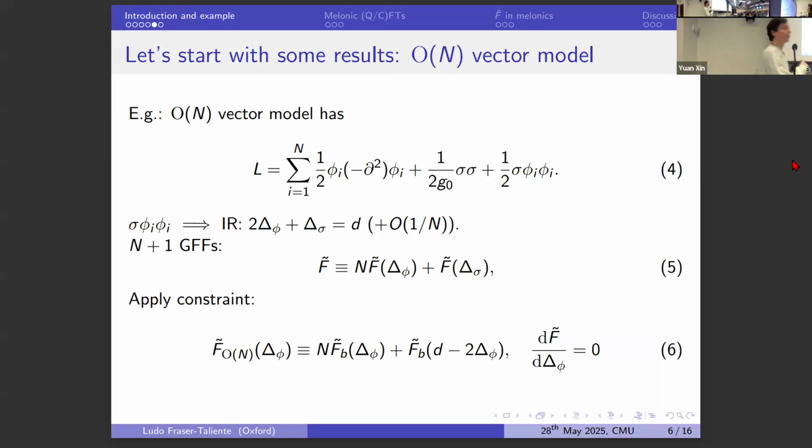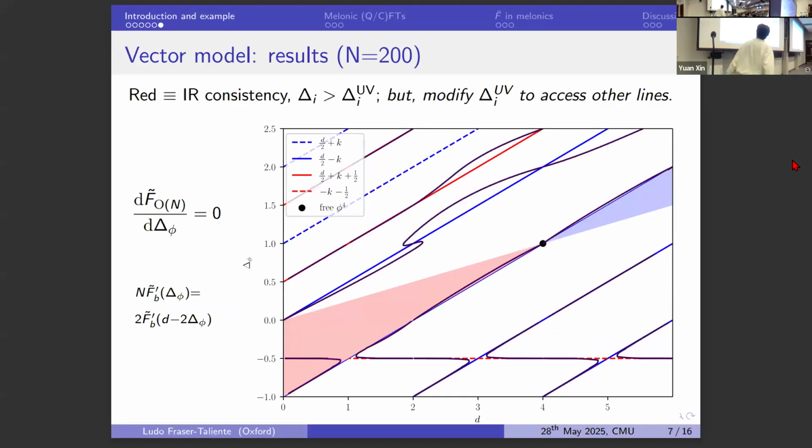So let's apply the algorithm which I showed you earlier. Well, we have some interaction with sigma phi phi. So in the IR, we should get 2 delta phi plus delta sigma is equal to D, up to subleading corrections. We construct this thing F tilde, which is N lots of the F tilde for a field of scalar dimension delta phi, and 1 lot of a free field of scalar dimension delta sigma. This is just an explicit function. We apply the constraint, and then we extremize subject to that constraint. Okay, and you just do that and plot the answers.